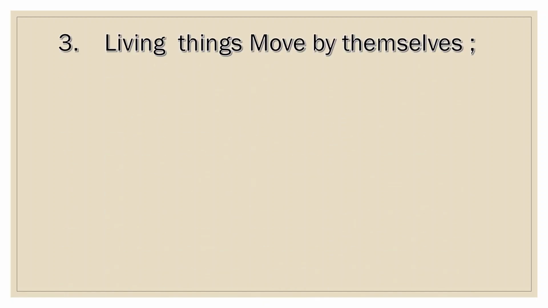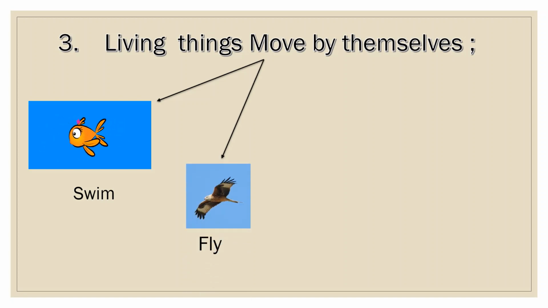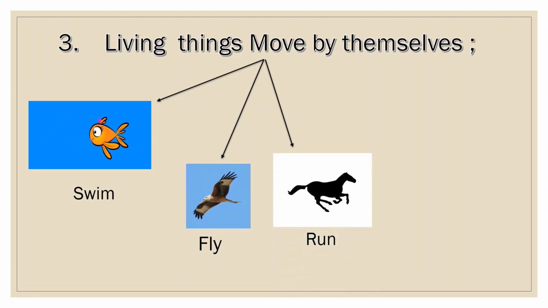Let's go to the third one. Living things move by themselves. All living things move on their own. For example, a fish swims in water. A bird flies in the sky. A horse runs so fast. They all move on their own. They are all living things.